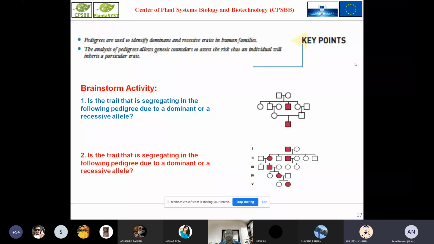Okay. Right. Pretty good. And for the second one, it is dominant in the male, clearly showing, and it is then passed on to the progenies, to male as well as female. Okay. Very good. That's the activity I had. So, is there any question on this so far?